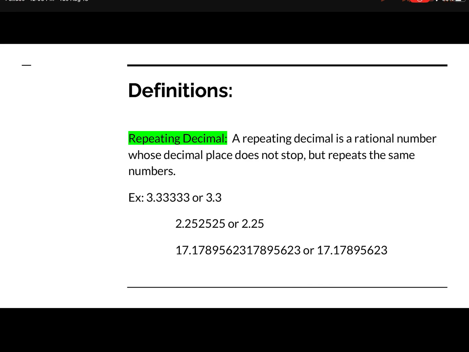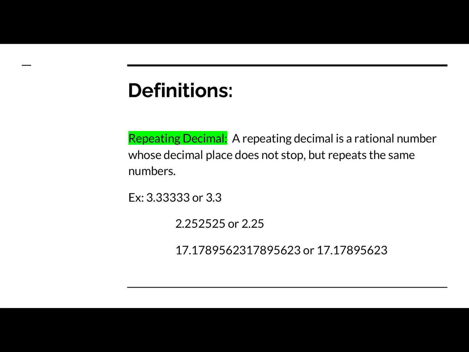Right? All right, so a repeating decimal is a rational number whose decimal places do not stop but repeat the same number. So for example, 3.33333 continuing, or 3.3 with that little line above it, is a repeating decimal. The way we denote repeating decimals is by putting that little line above, showing that the number that we have underlined repeats. So for example, 2.25252525, which goes on forever, would be written as 2.25 with a line over the 25.